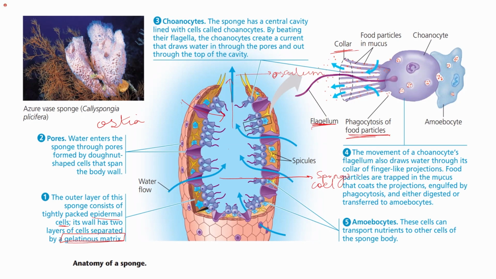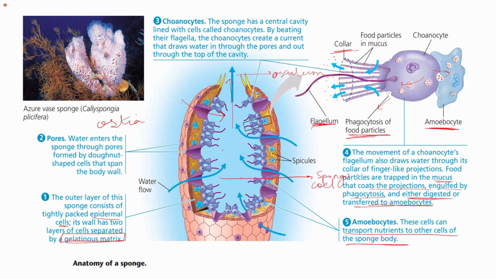The movement of the choanocyte flagellum also draws water through its collar of finger-like projections. Food particles are then trapped in the mucus that coats these projections, engulfed by phagocytosis, and either digested or transferred to the amoebocytes. So you can clearly see here, the food is either digested and removed outside the body, or transferred to the amoebocytes where it is stored. These amoebocytes are cells that can transport the nutrients to other cells of the sponge body.